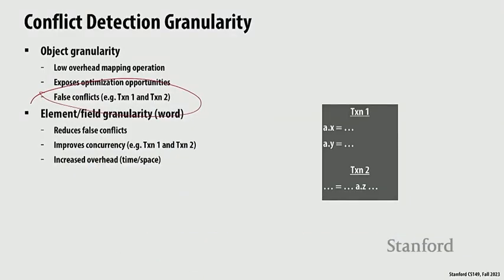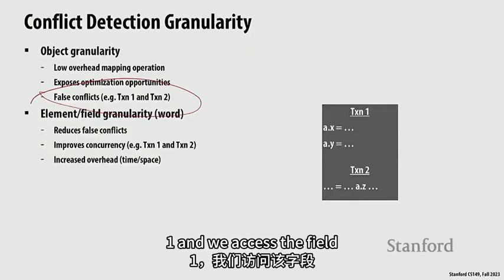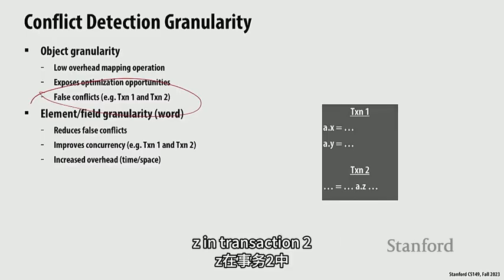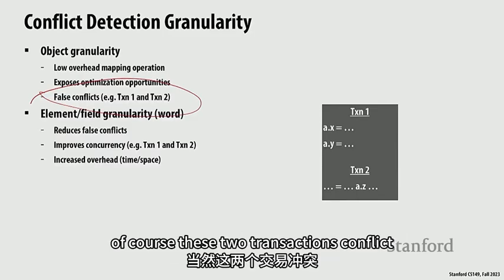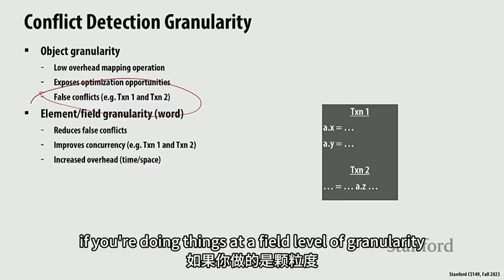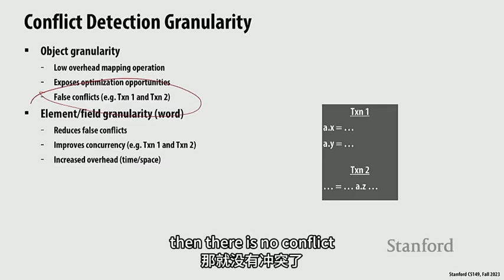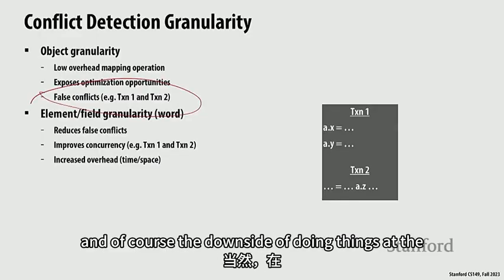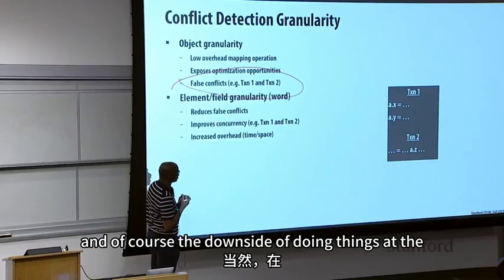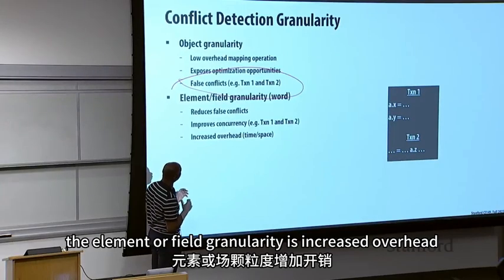If you look at the example on the right here, we access the fields X and Y from object A in transaction 1, and we access the field Z in transaction 2. If you're doing things on an object level, of course, these two transactions conflict. But if you're doing things at a field level of granularity, then there is no conflict. So that's the benefit. And the downside of doing things at element or field granularity is increased overhead.